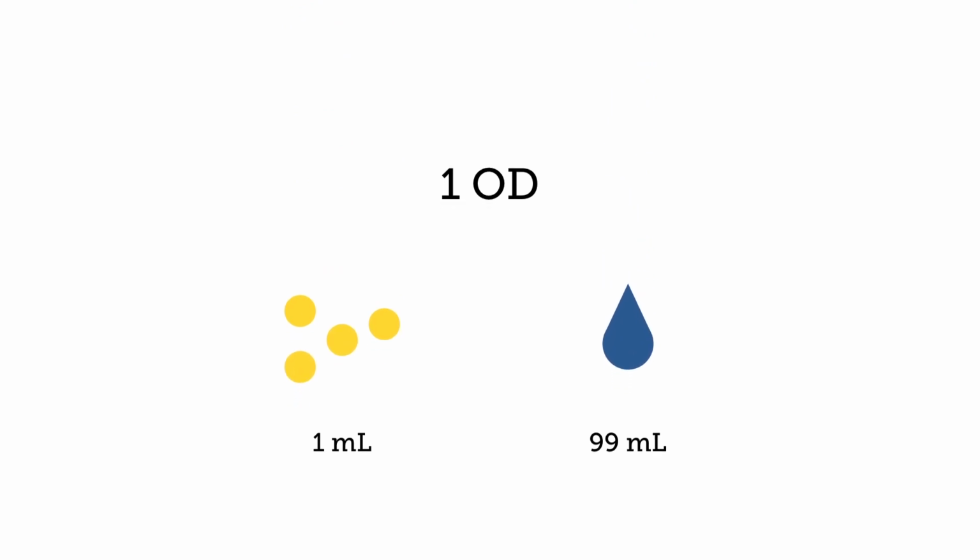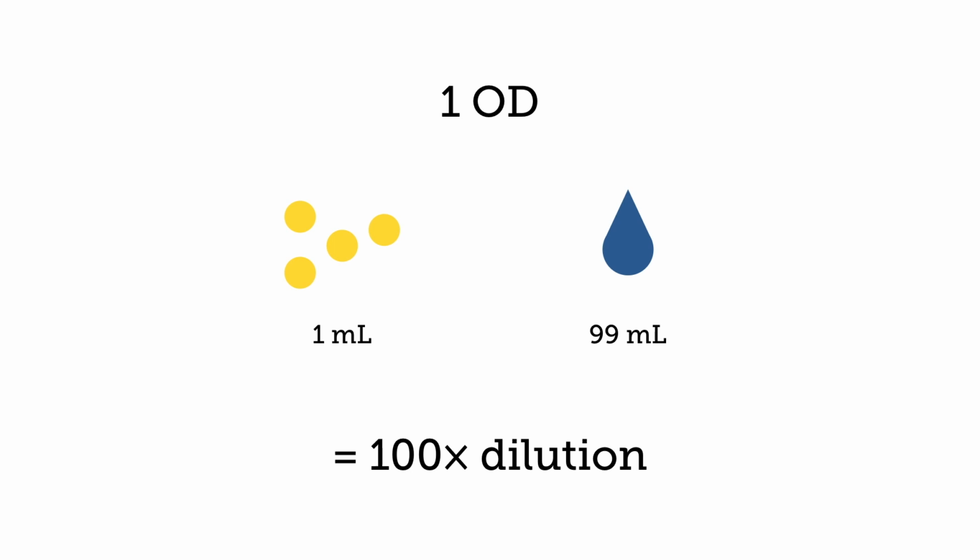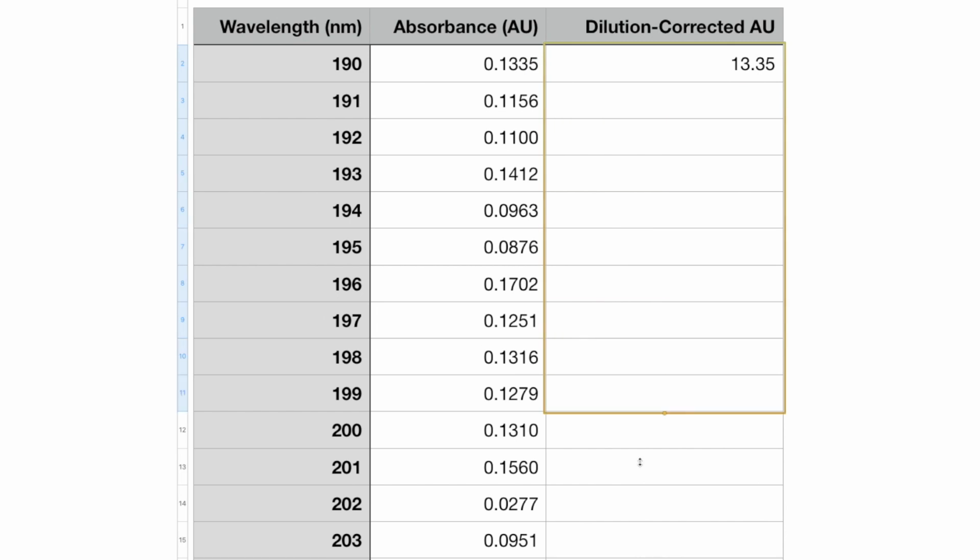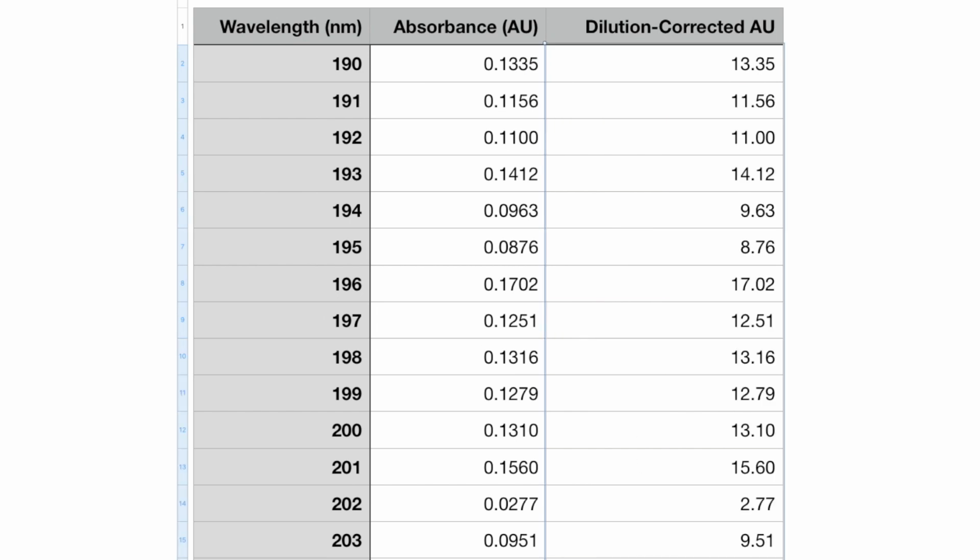For example, let's say that to get a peak optical density of about 1, you had taken 1 ml of your sample and diluted it in 99 ml of water. That's a 100-fold dilution. If on the UV-Vis you measured the peak absorbance at 1, you would multiply that by 100, which gives you a dilution-corrected peak absorbance value of 100. You can use Excel to multiply this number on all of your measurement values.